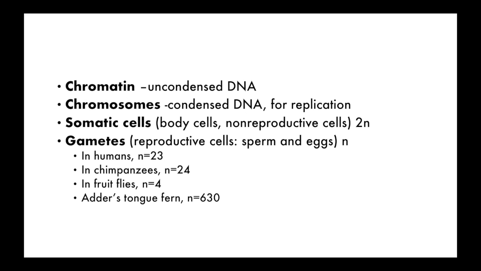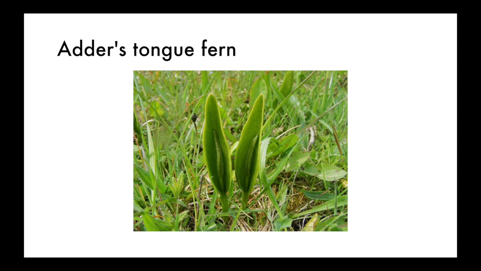630, that's just kind of a ridiculous number. And there are reasons for it, that it has this crazy number of chromosomes, which I'm not going to get into right now. But this is what adder's tongue fern looks like. So you can see it's not like a particularly sophisticated plant. So the number of chromosomes isn't what's really important. Well, it is important, but it doesn't determine how complex or simple an organism is. As long as all the genes are present in those chromosomes to give the instructions on how to make that organism's body, that's what really matters.